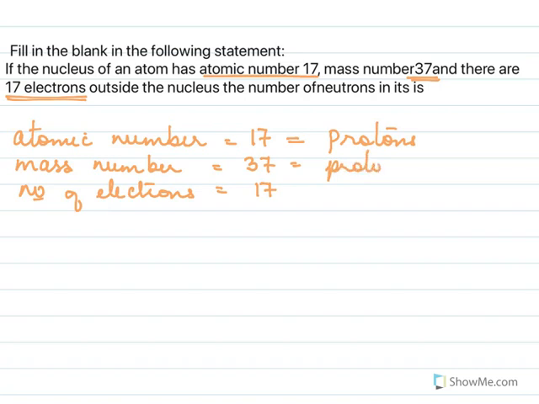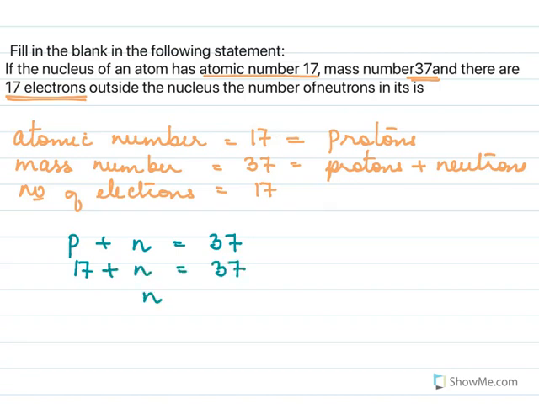Mass number is protons plus neutrons, which is 37. So protons plus neutrons is 37, that is mass. Now protons is 17. Here we have protons is 17 plus neutrons is 37. So neutrons 37 minus 17. So neutrons is 20.